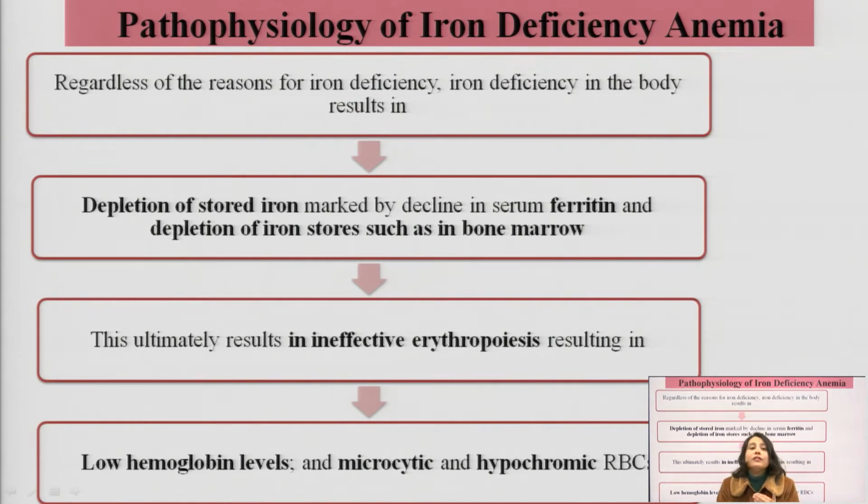And there is ineffective erythropoiesis. Ineffective erythropoiesis means the RBC production is ineffective. There are low hemoglobin levels. Low hemoglobin is being produced because iron is the major component of hemoglobin. So, when there is deficiency of iron, there will certainly be reduced production of hemoglobin also. Now when there is very less quantity of hemoglobin, the RBCs that are being produced are microcytic and hypochromic in nature. Microcytic means RBCs have a very small size, small in size.